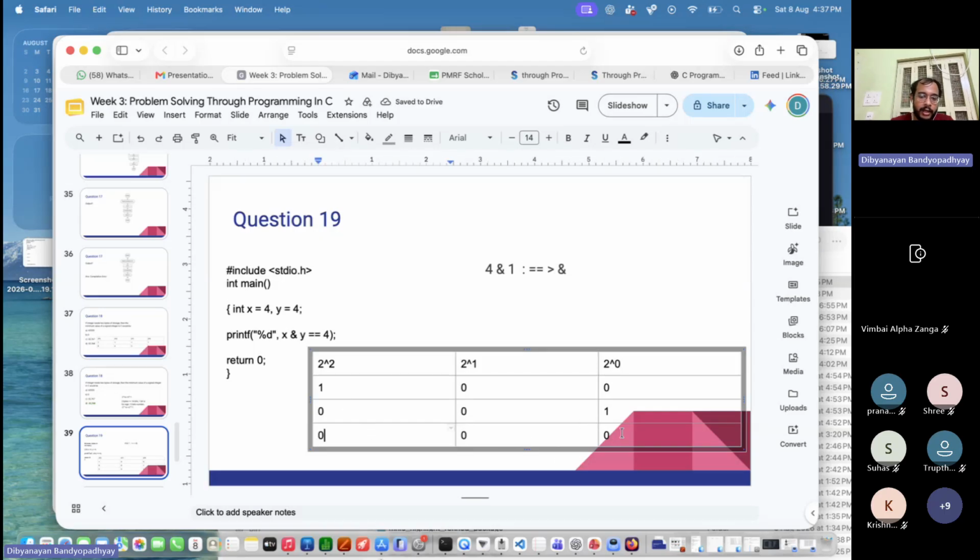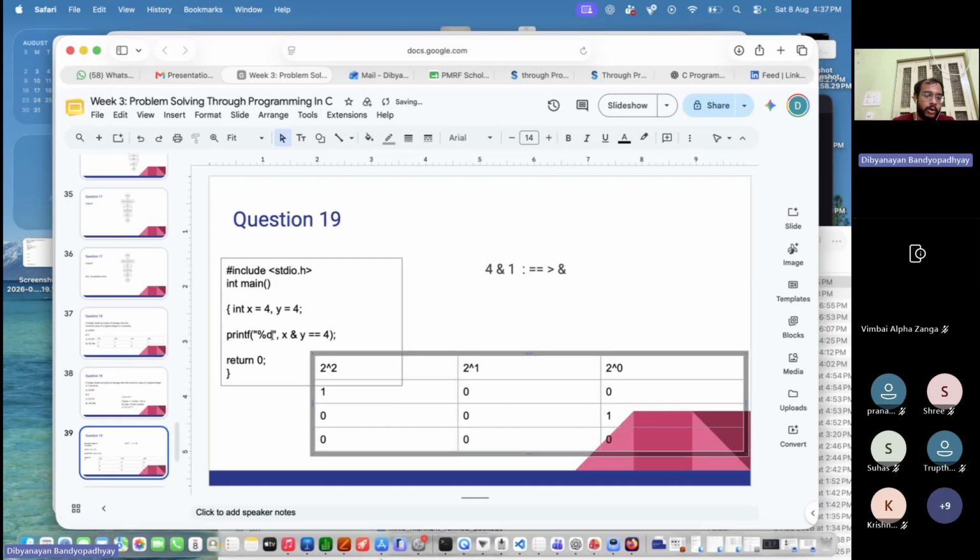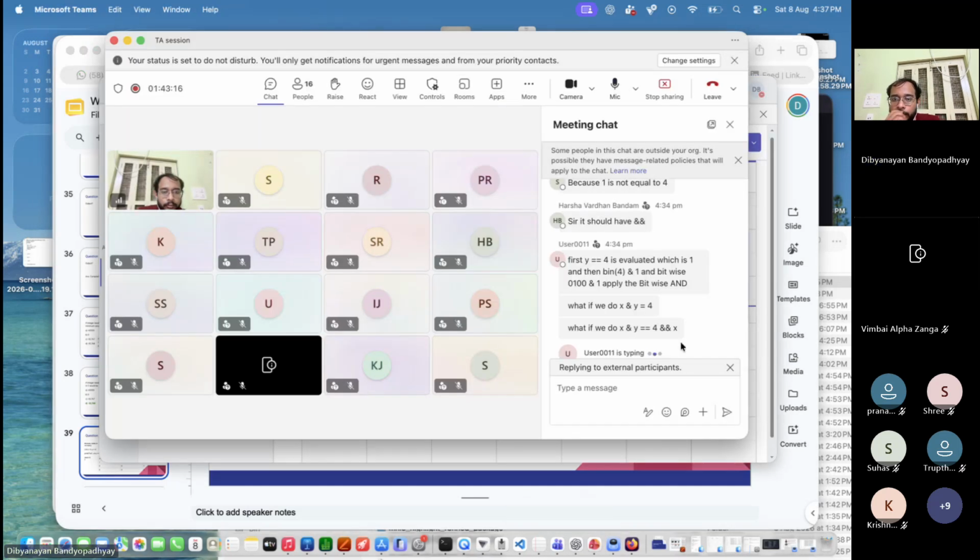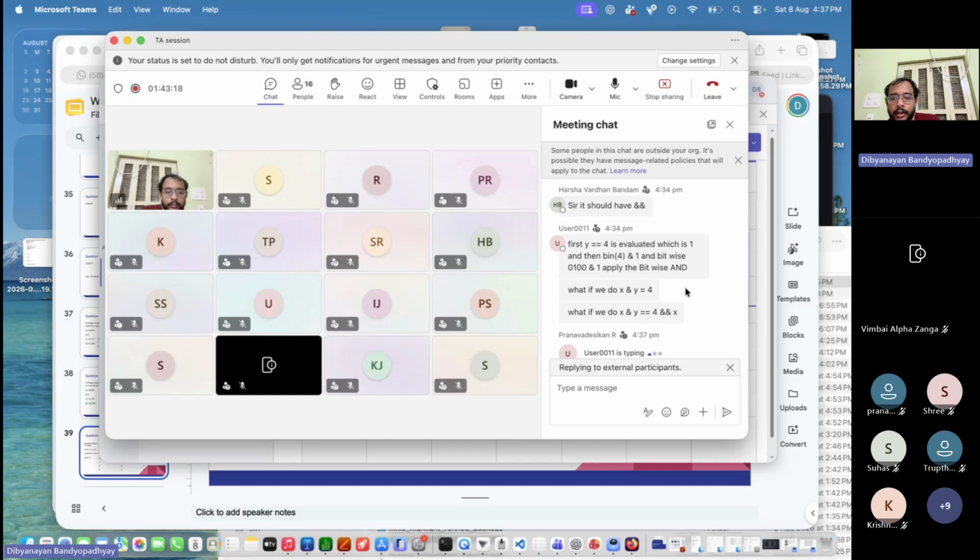If you convert this binary value again to an integer, 2 to the power 0 into 0, plus 2 to the power 1 into 0, plus 2 to the power 2 into 0, which is basically 0. So the printf statement will evaluate to 0. So 0 is the output actually. Okay, so this is how it is done. Yeah, 0.